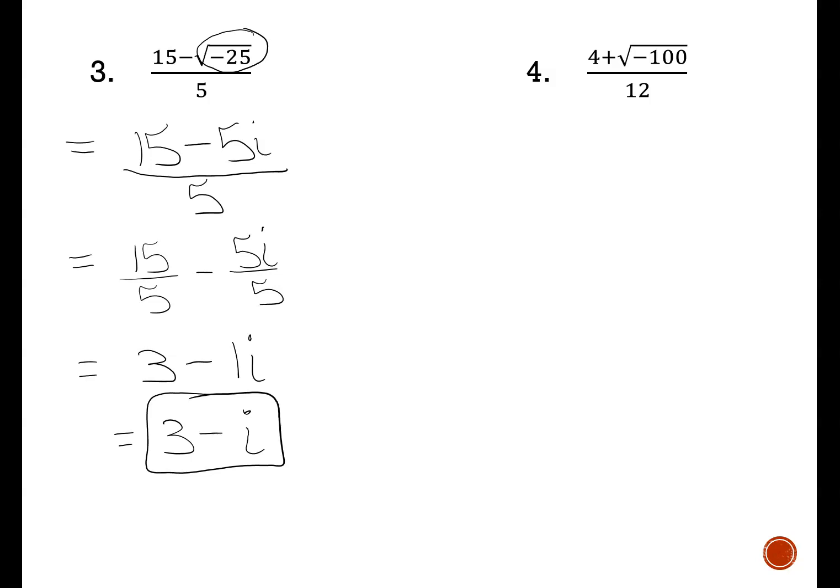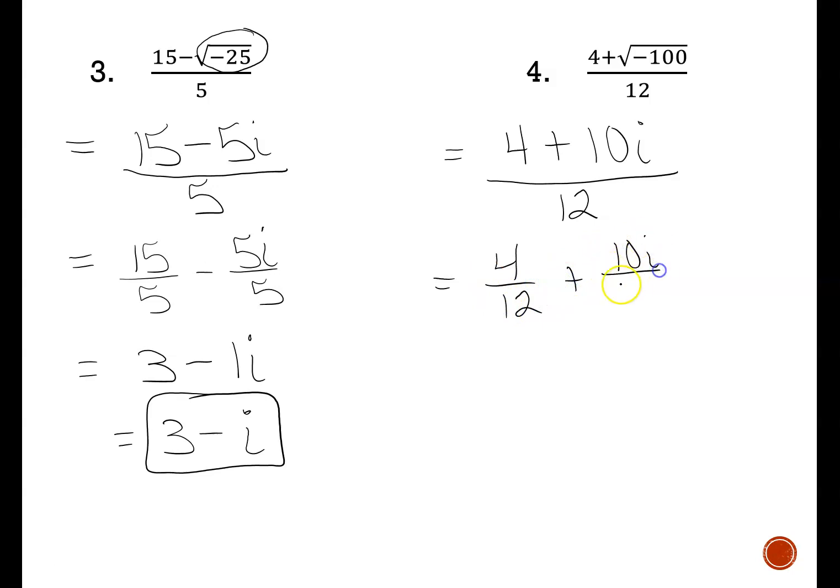Look at number 4. We're going to start out the same way. Simplify the radical first. Bring down the plus. The negative under is going to become I. Square root of 100 is 10. So we have 10i. On the next step, put the 12 underneath each term that's on the top. So when there's one term on bottom, it goes underneath every term that's on the top.